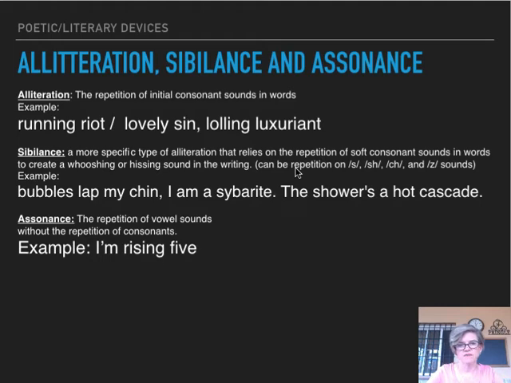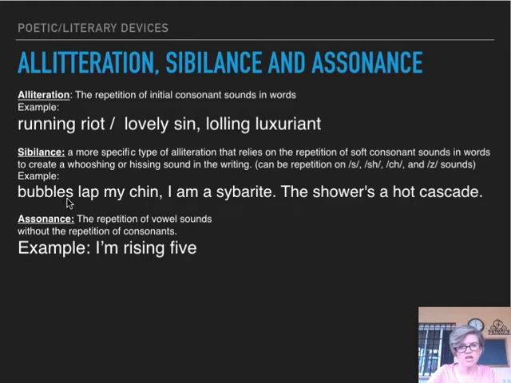You can see here in the definition, it can create a whooshing, hissing sound in the writing. It can sound whispered, or maybe hissing or mysterious or quiet. You find it a lot in poetry. Here's an example from the Plenty poem. Bubbles lap my chin. I'm a sybarite. The shower's a hot cascade.